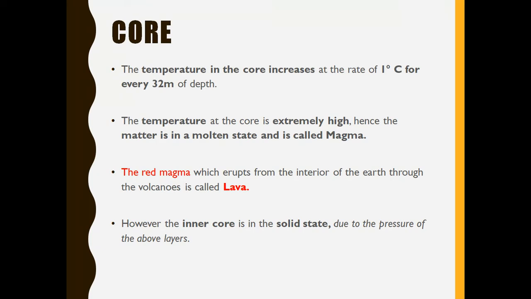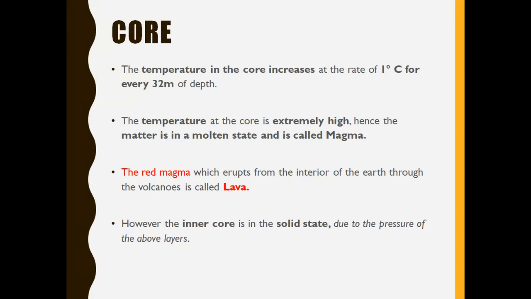Now, core has two states. We talked about the outer core and the inner core. Outer core, I told you, is in a semi-solid state, but the inner core, which has a temperature of about 5000 degrees centigrade, is in a solid state because of the pressure of the above layers. If it were in a semi-solid state, then the whole core would crumble and the layers would not be formed as they are today. So always remember, the innermost part of the earth, that is the inner core, is in a solid state.